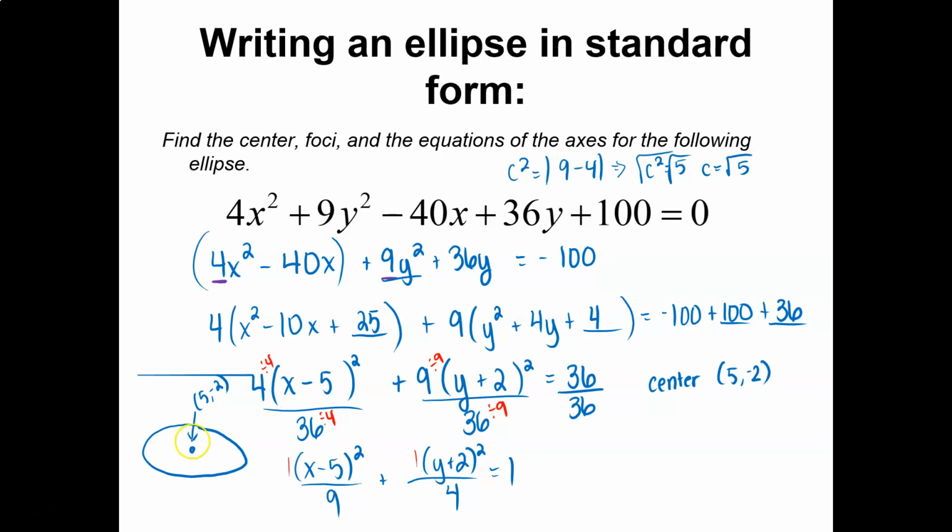Excuse me. So the foci are going to be to the right square root of 5 and to the left square root of 5. If I'm going to the left and right of that center point, which coordinate should I add or subtract to? X coordinate. So my foci are going to be at 5 plus or minus square root of 5. And then the y coordinate just stays the same. It's negative 2.